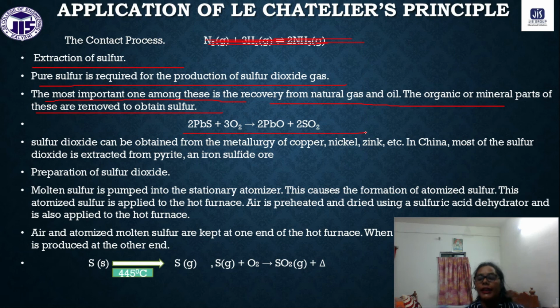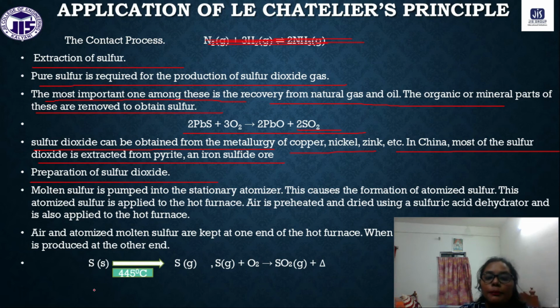If we use the ore lead sulfide as a resource of sulfur, this lead sulfide will react with oxygen and form lead oxide and sulfur dioxide. Sulfur dioxide can be obtained from the metallurgy of copper, nickel, zinc, etc. In China, most of the sulfur dioxide is extracted from pyrite and iron sulfide ore. Next we have the preparation of sulfur dioxide from the sulfur.